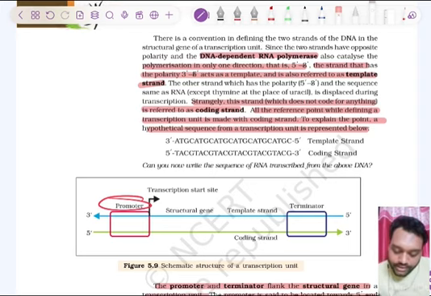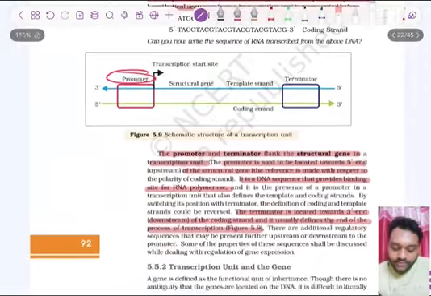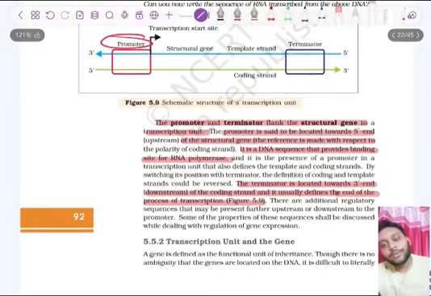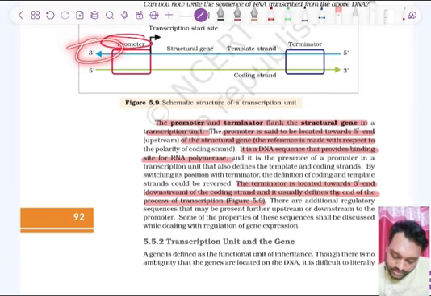The promoter and the terminator flank the structural gene, right? To the 3' end there is presence of the promoter, and to the 5' end there is presence of the terminator, right.